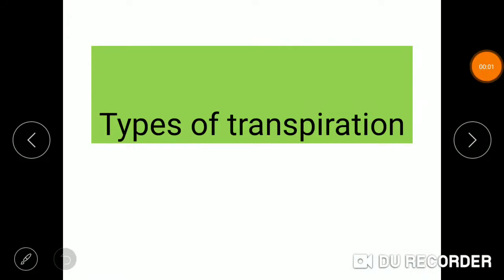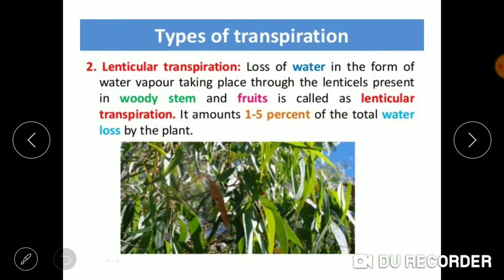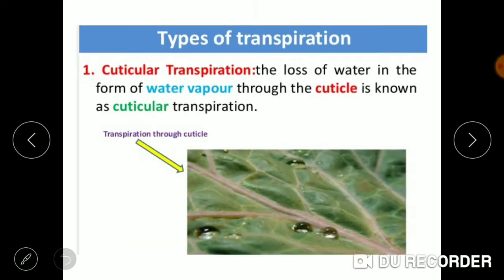Hello students, today's topic is types of transpiration. There are three types of transpiration: cuticular transpiration, lenticular transpiration and stomatal transpiration. We'll start with cuticular transpiration.